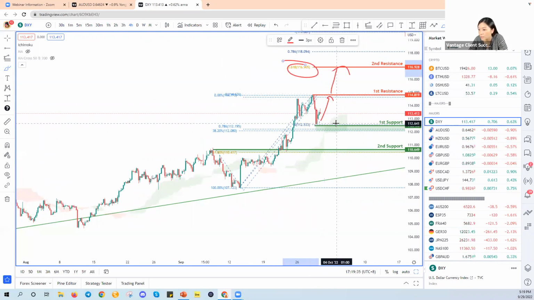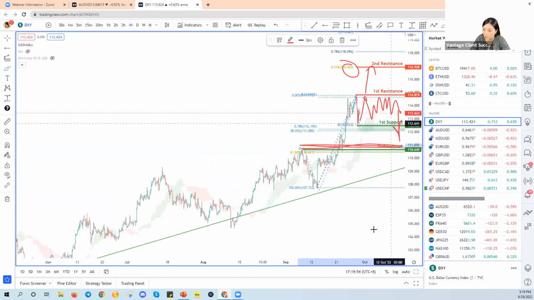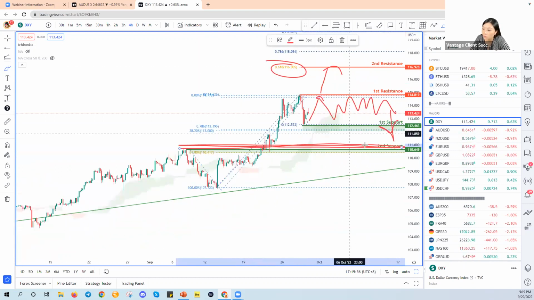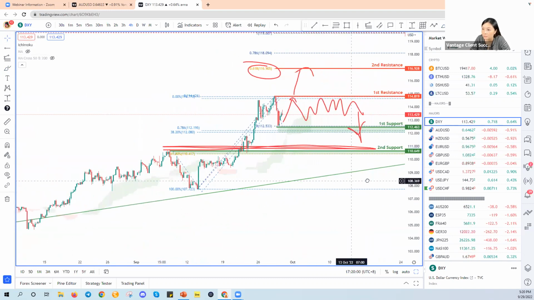But if there is an intervention, or if there is a rate cut, we might be looking at a range here between my first support and my first resistance, and maybe it might break my first support. If it breaks, I'm looking at it coming to my second support for a test before it actually plunges any further, or before you can look for any further downside, right? Okay.